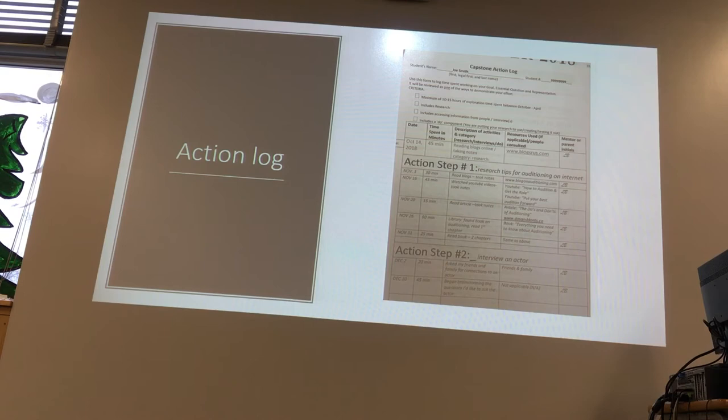Again, the resources, if you don't have a resource, you just put not applicable. There is a spot for a mentor or parent initials just to verify that, yes, my child, son or daughter has done these things. And it's broken up into the three steps, if that's helpful. So if you need a copy of this, you can download it off the Moscrop website.